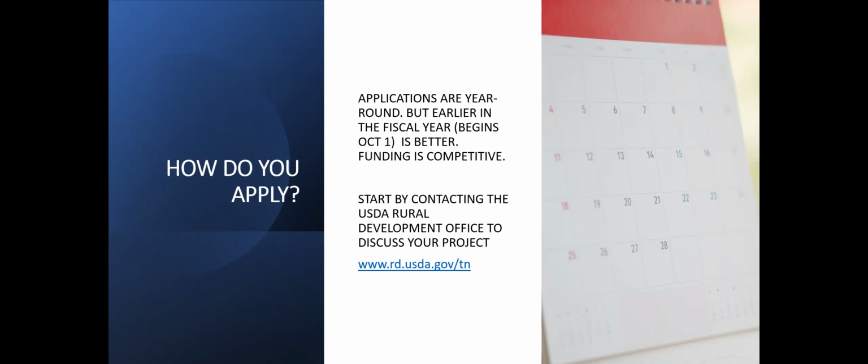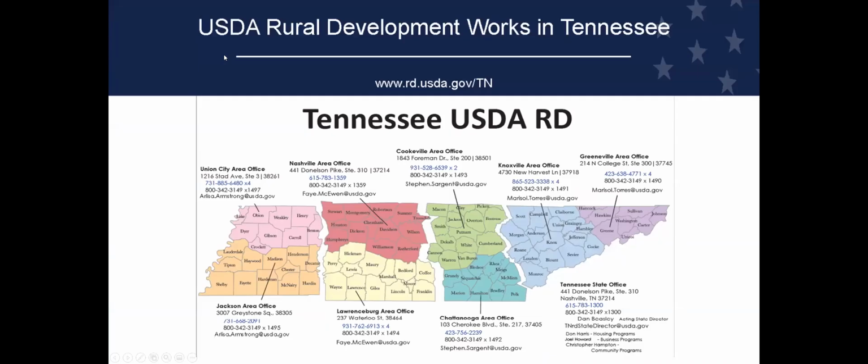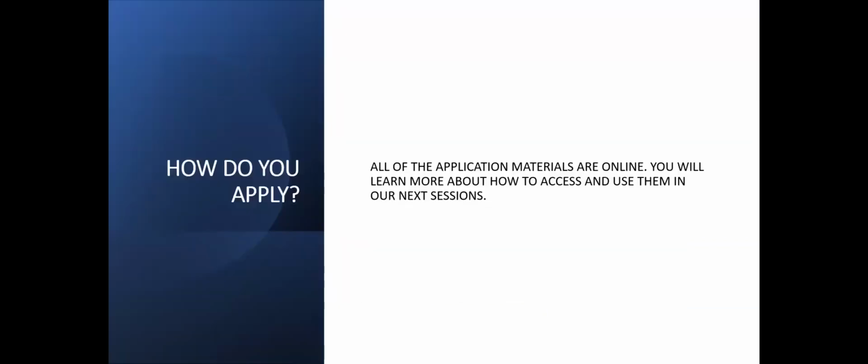And the most important slide of this whole presentation is this one, because it's telling you, if you're interested, the way that you start is to get a hold of your local USDA Rural Development Office and talk to them about the program. You see their website there. You see the map here, which you can come back and refer to later. So you will just find the office and representative from the part of the state you're in and contact them to start discussing your program. All of the application materials are online. We've got a couple of sessions after I'm done that will go through how you go through the application process.